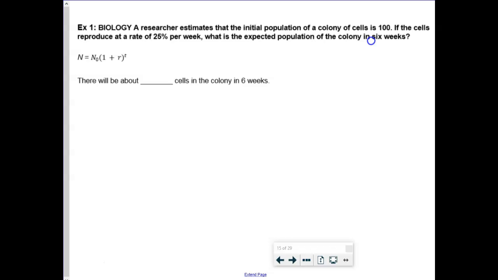So let's take a look at this example. It's a good old colony of cells, and the original amount in your colony is 100. So you're going to be placing that right here in for the original amount.